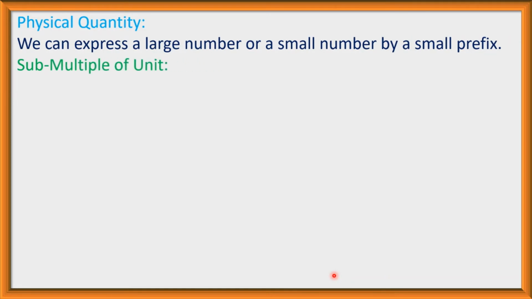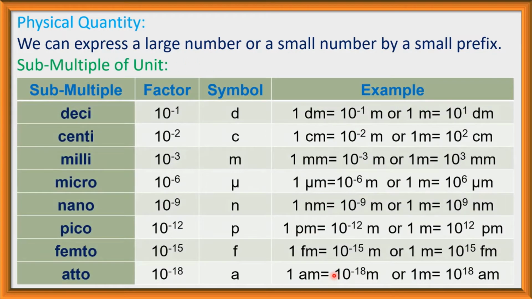Now submultiples of a unit. Here the submultiples are deci, centi, milli, micro, nano, pico, femto, atto. Here for the factor 1 divided by 10, that is 10 to the power minus 1, deci, its symbol is d. 1 decimeter is equal to 10 to the power minus 1 meter, or 1 meter is equal to 10 to the power 1 decimeter.